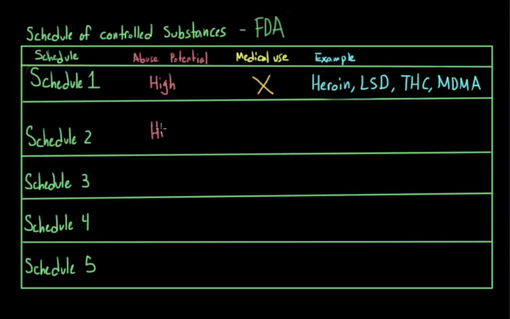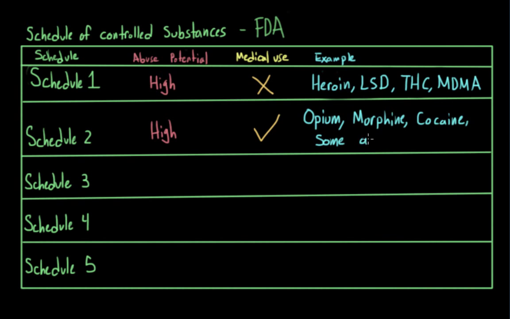Schedule 2 drugs are drugs with a high potential for abuse that have some accepted medical uses. And this would include opium, morphine, cocaine, and other drugs within the opiate class. It also includes some prescription drugs like Demerol and some amphetamines, including Ritalin, which is prescribed for ADD. And so some, but certainly not all of these drugs, can be made available with a prescription.